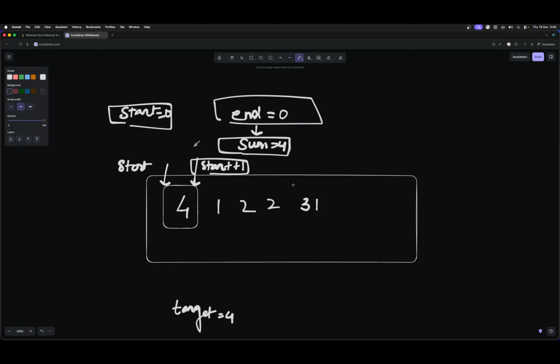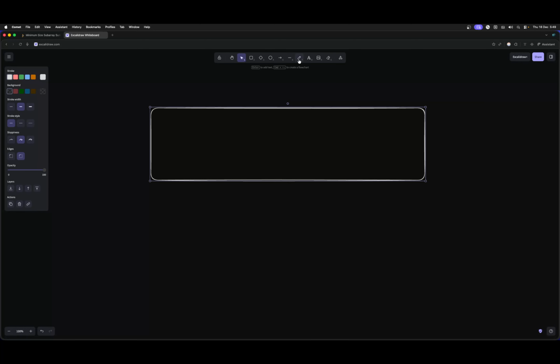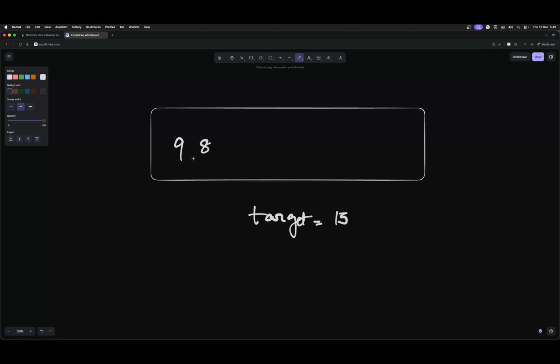So that's it. But what are the conditions until which we keep incrementing start? Think about this. There can be different conditions. For example, let's say our target is 15, and we have 9, 8, 9 plus 8 is 17, and this is 16 plus 3. Let's include some arbitrary elements. I'm just going to show a few more examples.